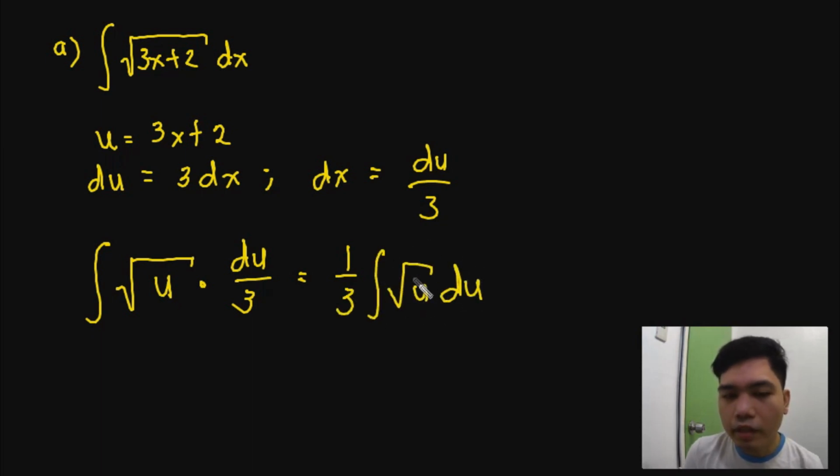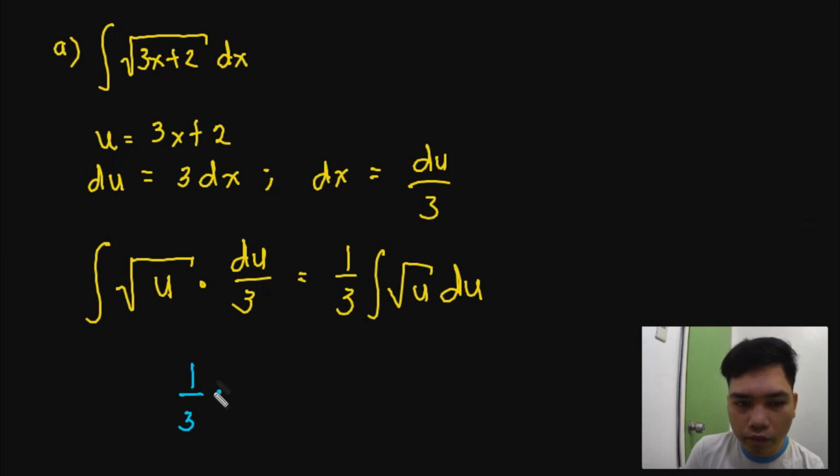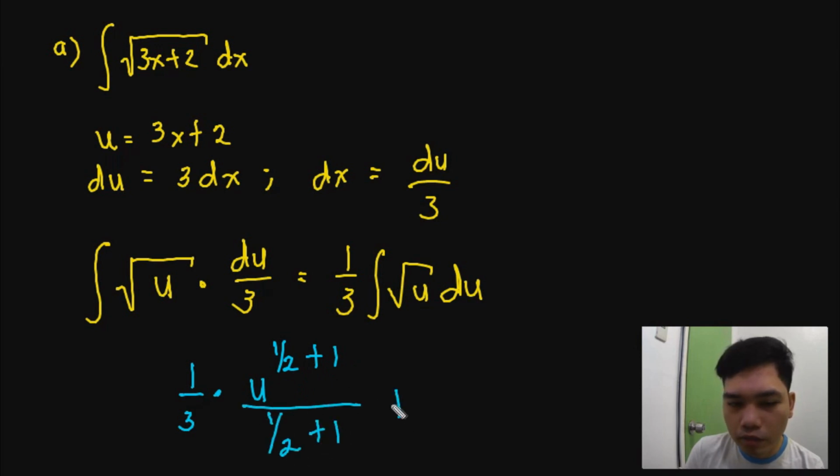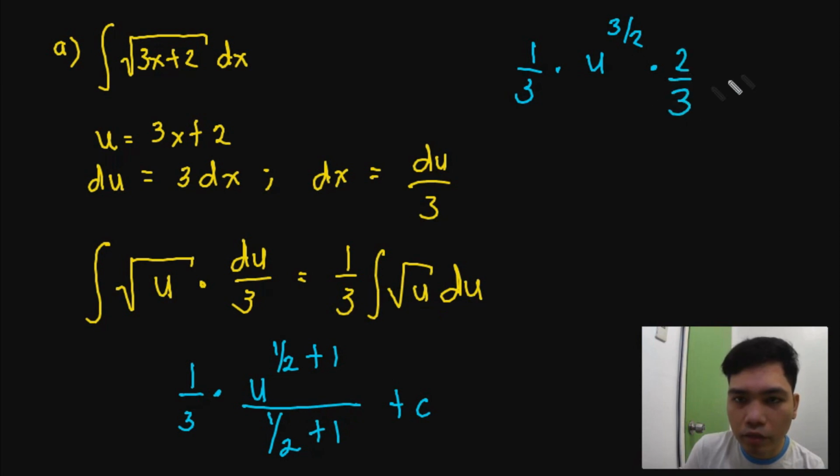Now we can simply take the antiderivative of the square root of u, that is simply u raised to 1/2. So the antiderivative of this expression in terms of u would be something like 1/3 times u raised to 1/2 plus 1 divided by 1/2 plus 1 plus c. And in turn, this gives us something like 1/3 times u raised to 3/2. Then of course this one is multiplied by, since this is 3/2, so that is 2/3. Okay, and then plus c. Now you can simplify this further into 2 over 9 u raised to 3/2 plus c.